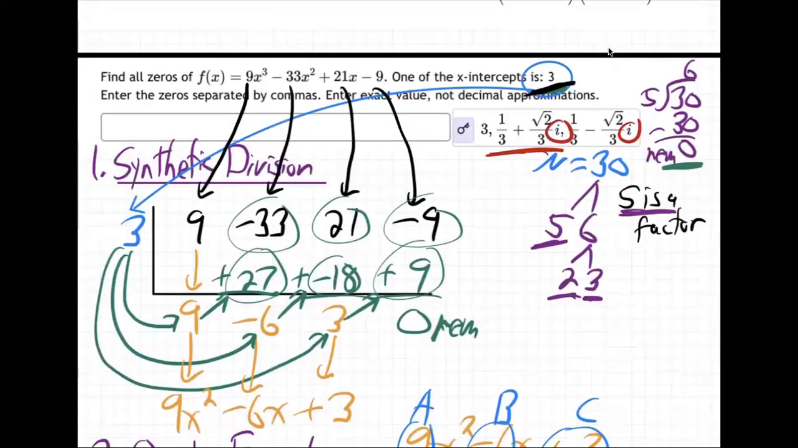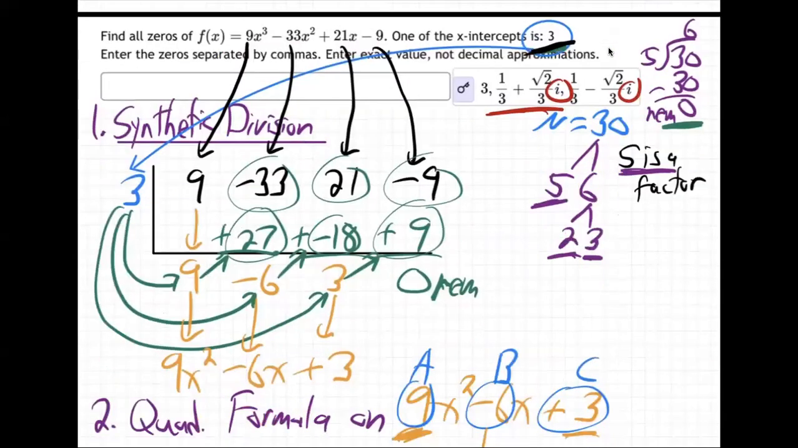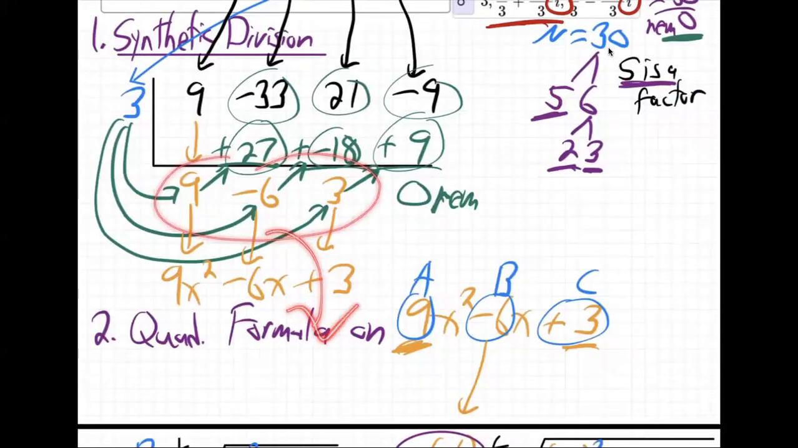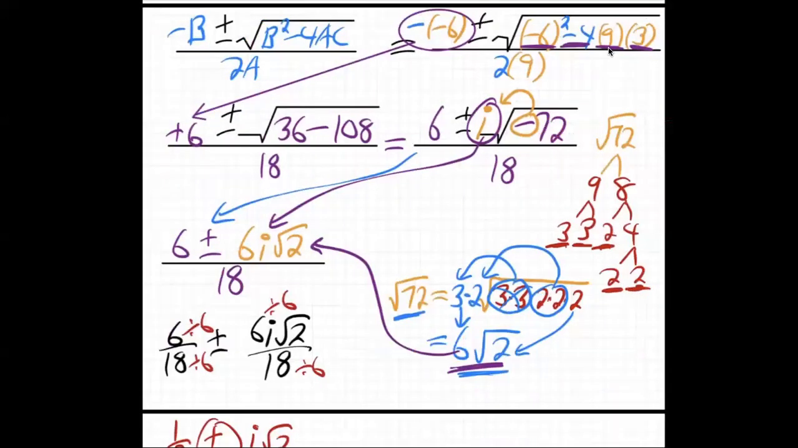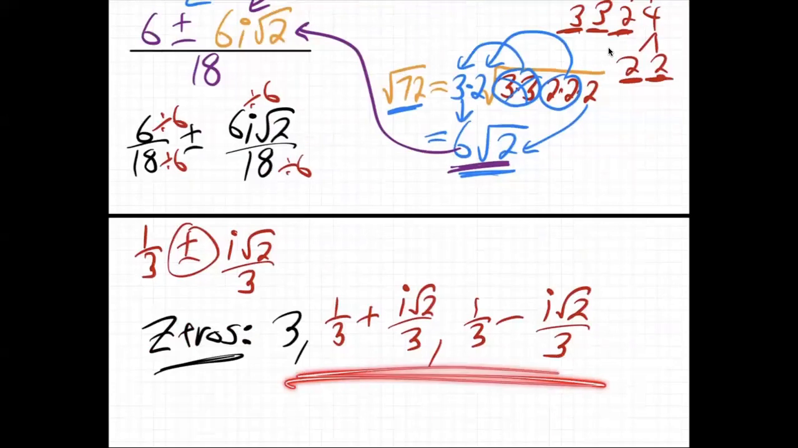So let's recap. How did we do it? You start with the function they gave you and the x-intercept they gave you. You do synthetic division. You get the result. You put that in the quad. You simplify the quad. Make sure you know how to do all these root breakdowns and all that kind of stuff. And there's our 3 zeros, 2 of them being complex zeros, one of them a real zero. There we go.